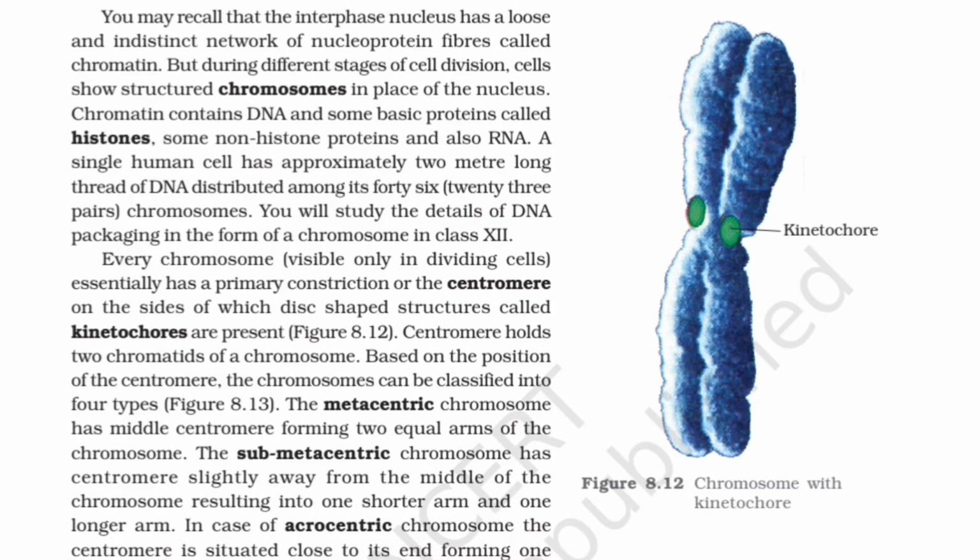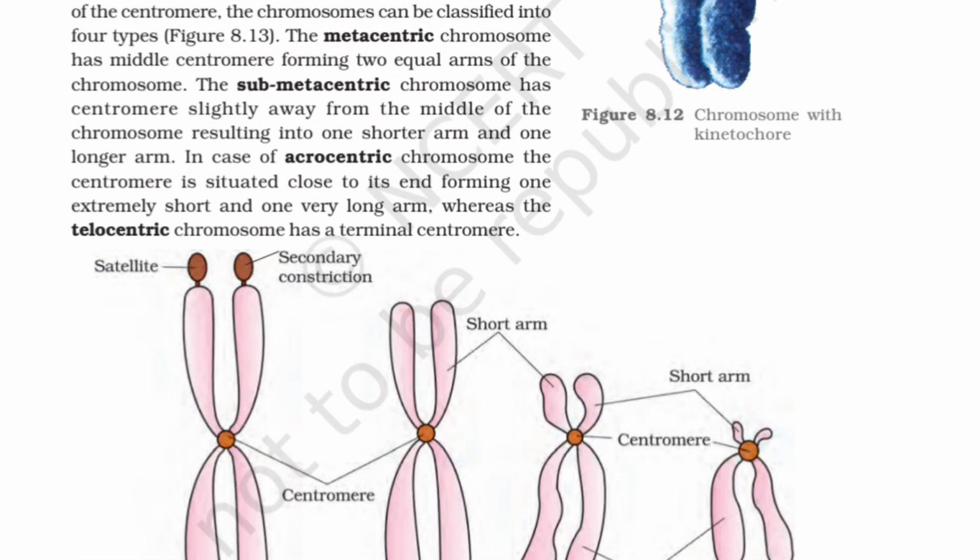The metacentric chromosome has a middle centromere forming two equal arms of the chromosome. The submetacentric chromosome has a centromere slightly away from the middle of the chromosome, resulting in one shorter arm and one longer arm. In the case of an acrocentric chromosome, the centromere is situated close to its end, forming one extremely short and one very long arm, whereas the telocentric chromosome has a terminal centromere.